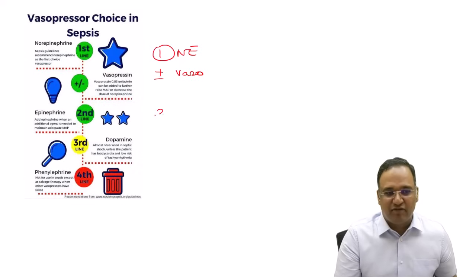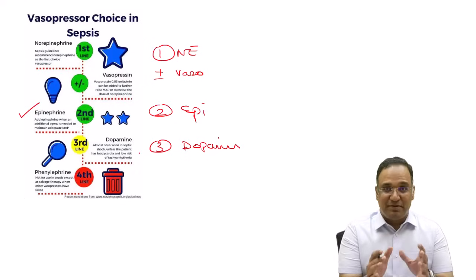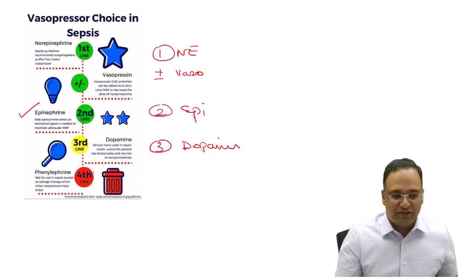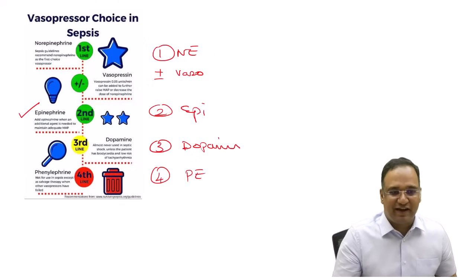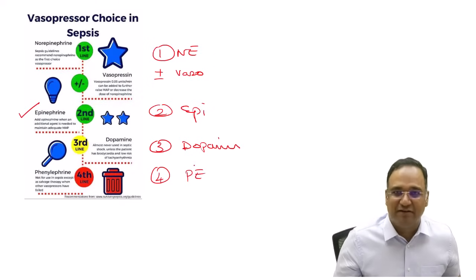Then the second line of drug is epinephrine. And the third line of drug is dopamine. So, this is critical care medicine, and with surgery, both are almost together. We will not be able to separate which is what. And the fourth line is phenylephrine. I'll repeat this. The first line is norepinephrine. The second line is epinephrine. Third is dopamine. And the fourth is phenylephrine.